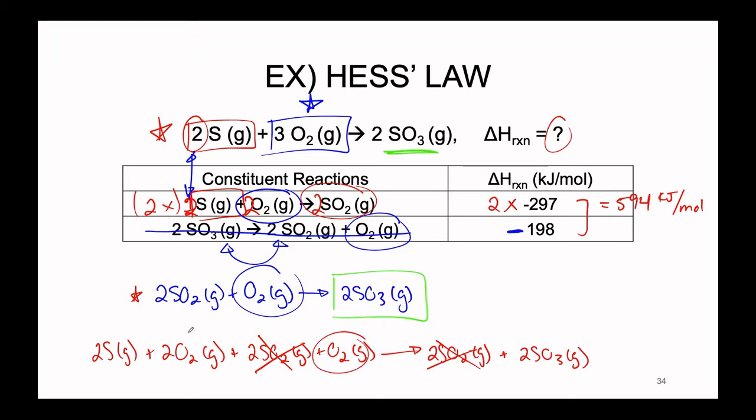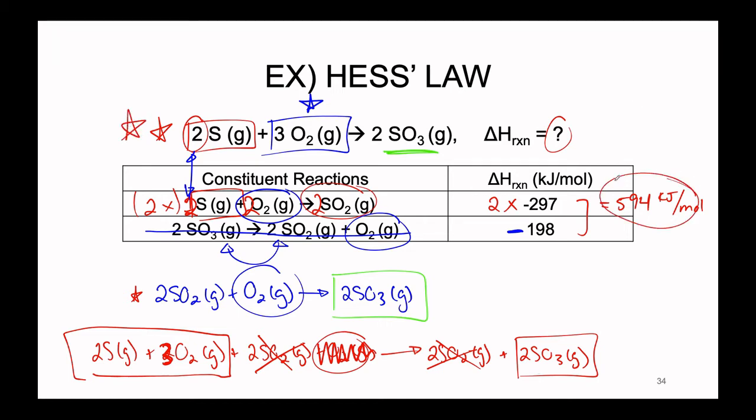We can see that there are 2 different sets of oxygens here on the left, so I'm just gonna change this coefficient to 3. Since 2 plus 1 is 3, I'm gonna merge them together. And now we can see that the overall reaction with 2 sulfurs and 3 oxygens on the left, 2 SO3s on the right, matches that of the overall reaction we're curious about. So the last step that we need to do is to add the 2 constituent enthalpies up, and this will give us the overall reaction enthalpy for the hypothetical reaction in question.